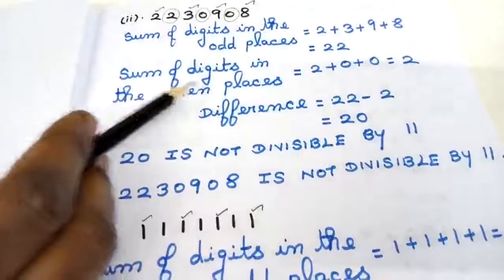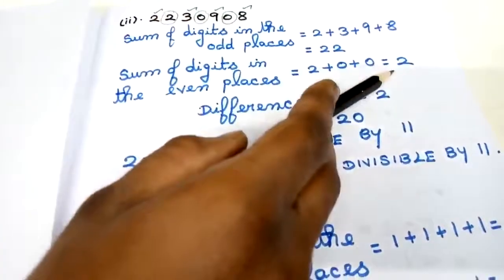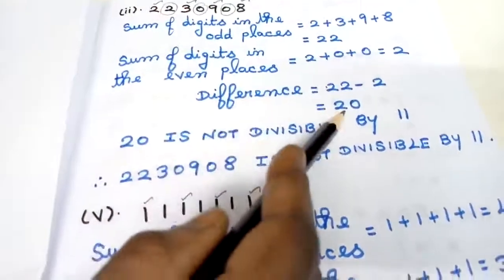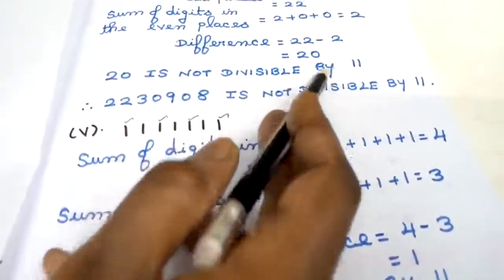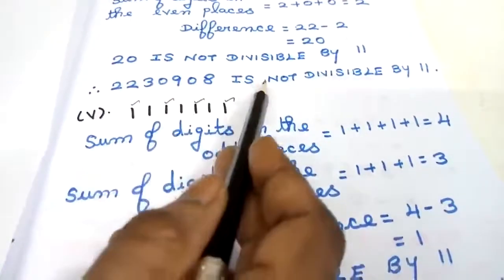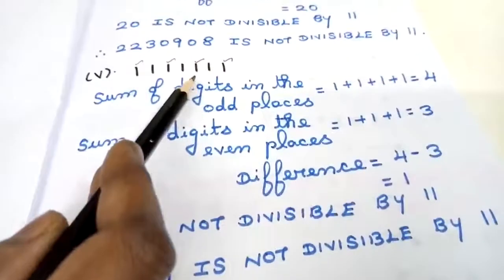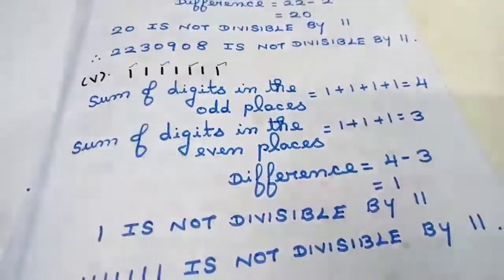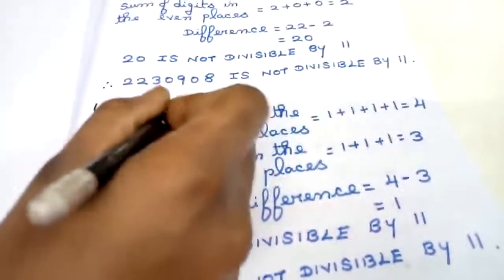Sum of the digits in even places, the values I have circled: add them and you get 2. Find the difference, and you get 20. So, 20 is not divisible by 11, so automatically the given number is not divisible by 11. Similarly, you are going to try the next sum. I am putting a tick alternately, and the remaining numbers, for your understanding, I put a circle.